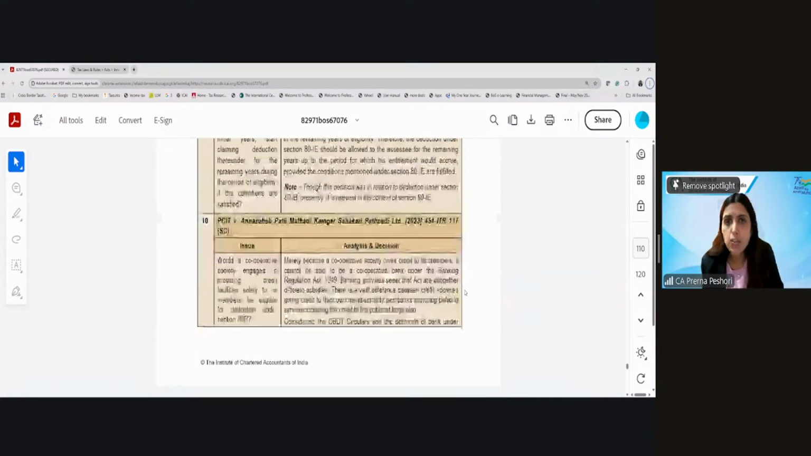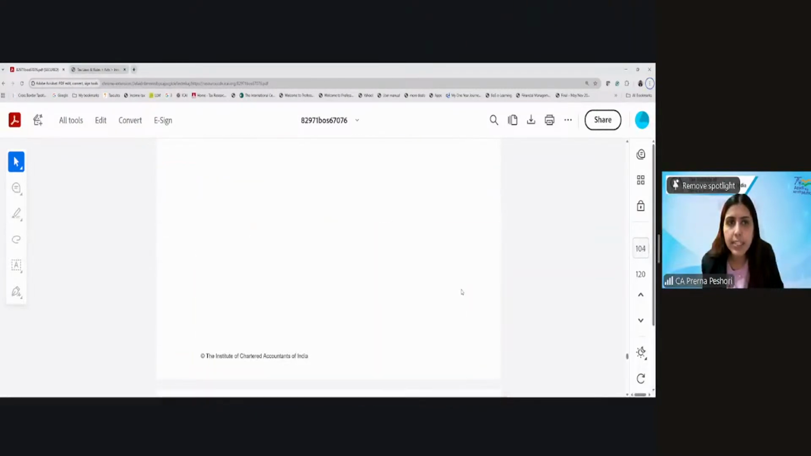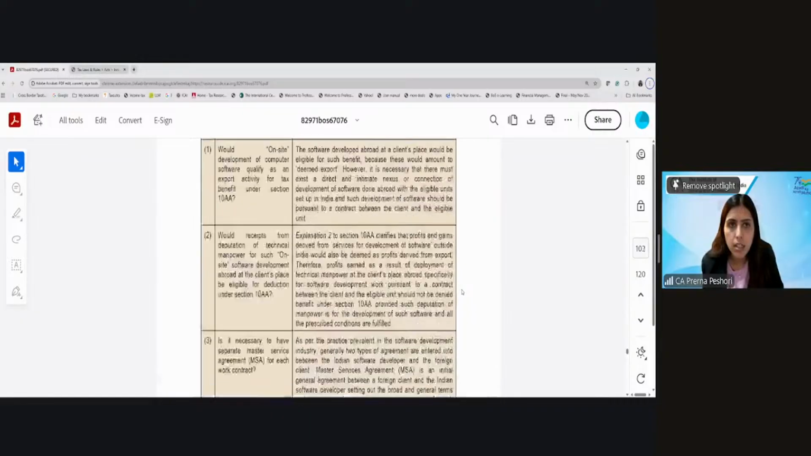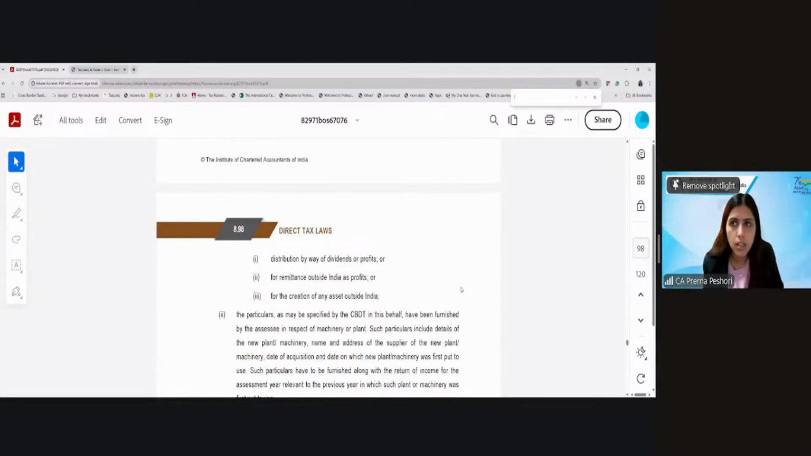The last deductions we will move towards now are 80QQB and 80RRB. Let us have a look into those deductions now. Why is it not showing?